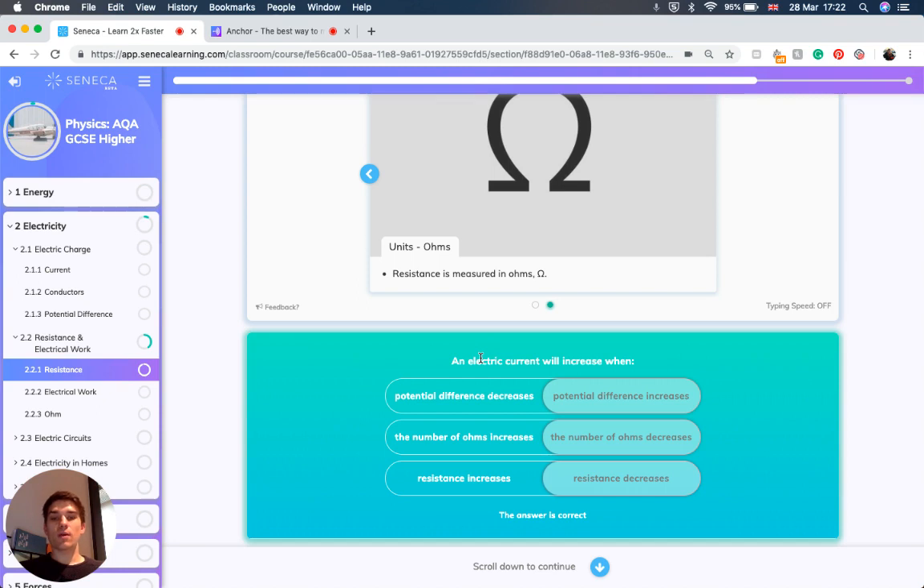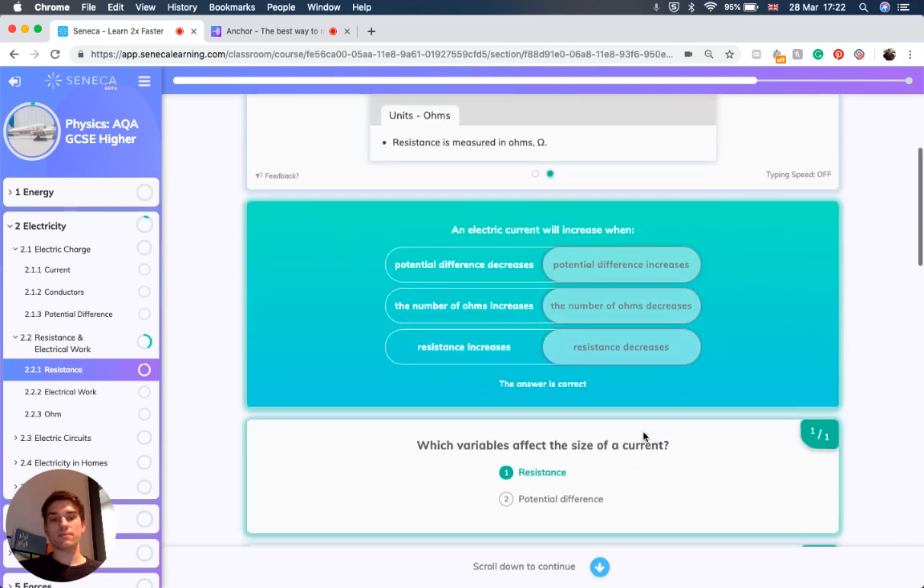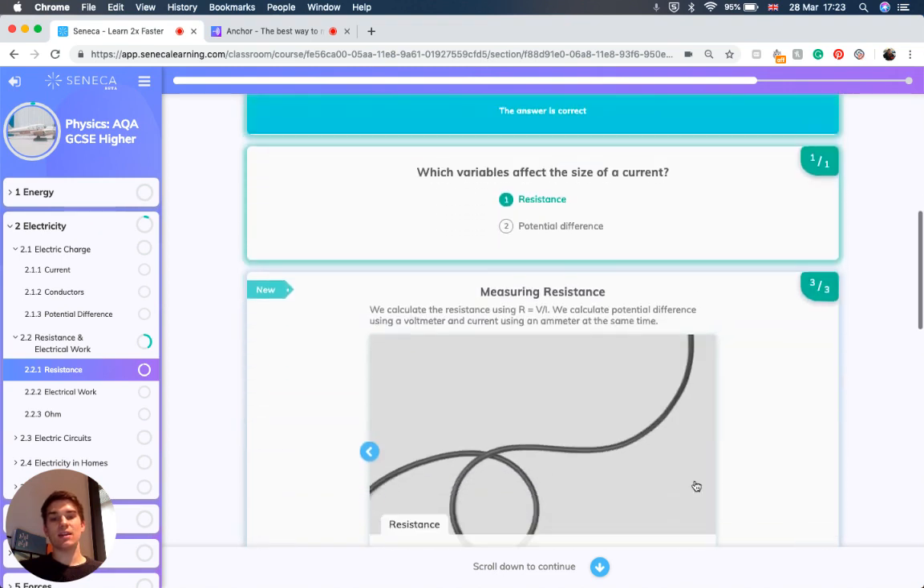Some things to remember about electric current: if it increases, the potential difference will increase, the number of ohms will decrease, and that's the same as saying the resistance will decrease. There are two variables that affect the size of current. First of all, resistance, and secondly, potential difference.